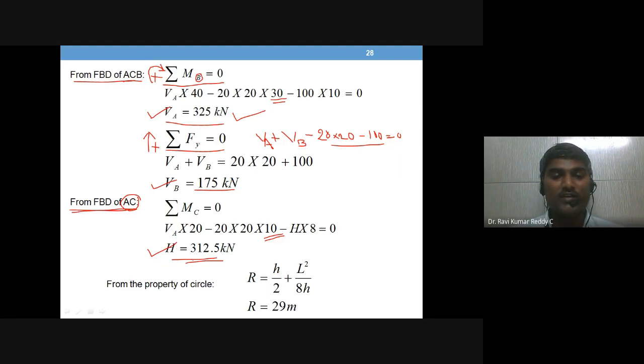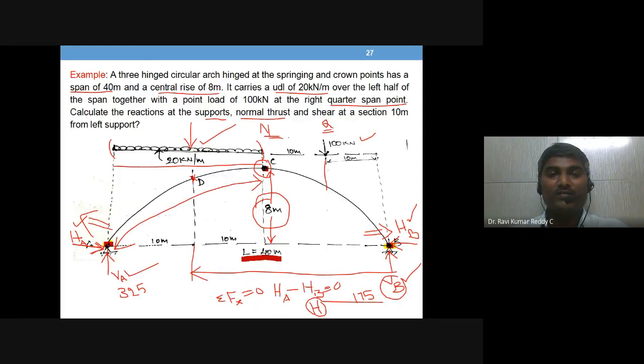Okay, maybe in the next session we will go for the solution of the remaining half of the problem, that means how to find the N value and how to find the Q value.